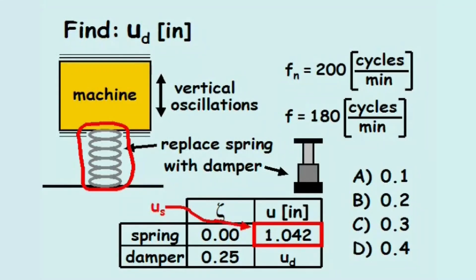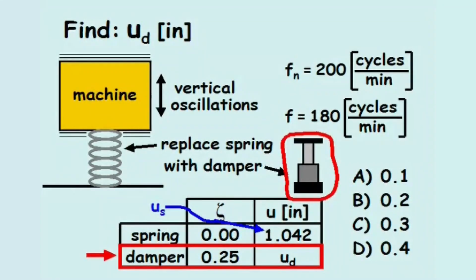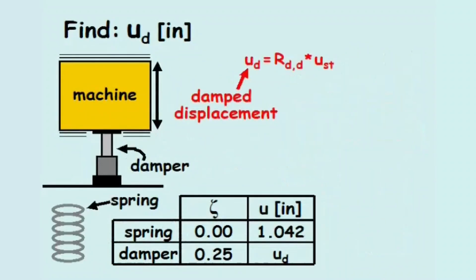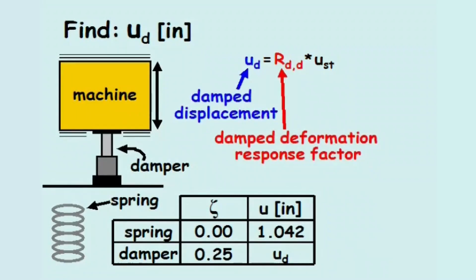The spring is replaced by a damper which has a damping ratio of 0.25 and an unknown displacement. When replaced by the damper, the system continues to oscillate at 180 cycles per minute. The damped displacement, U sub d, equals the damped deformation response factor, R sub d, times the static displacement, U sub st.